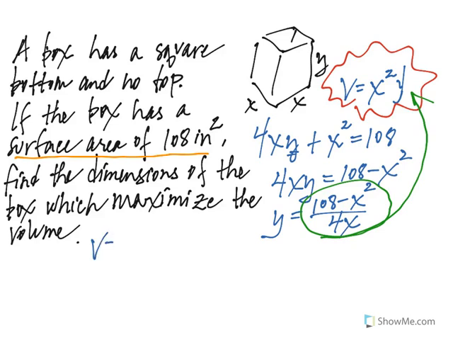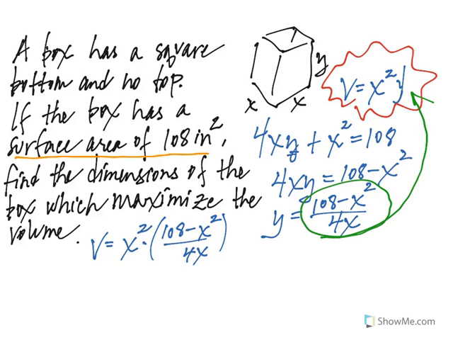I've got volume then is equal to x squared, and then I take my y out and I put in 108 minus x squared all over 4x. Now, I got to find a critical number of this thing. It looks horrible, right? I've got a product, and within the product I have a quotient.